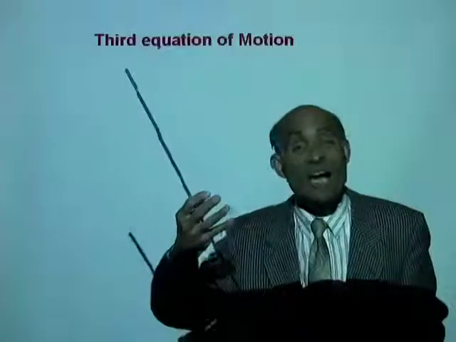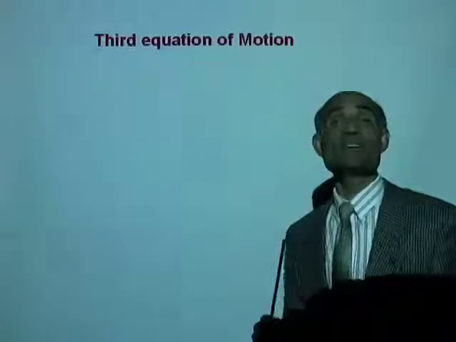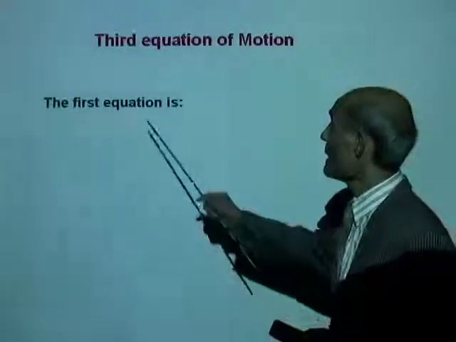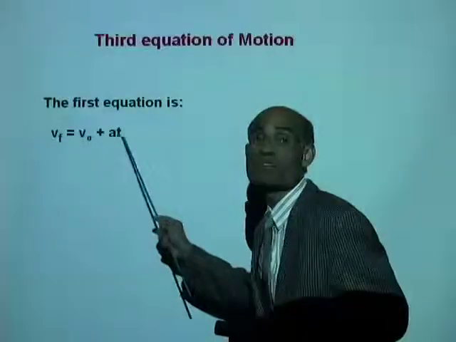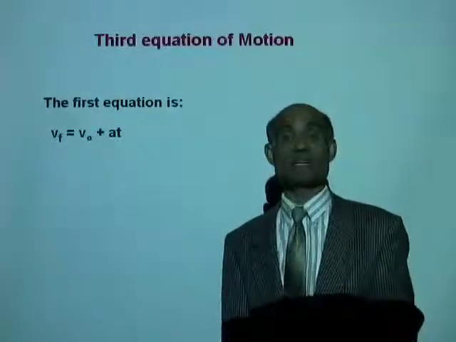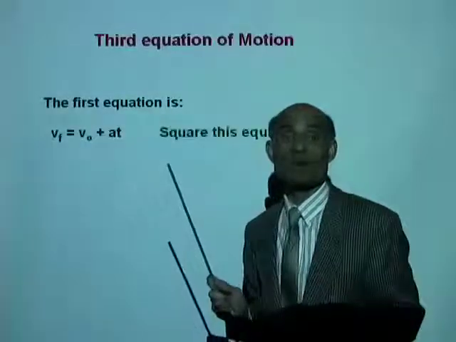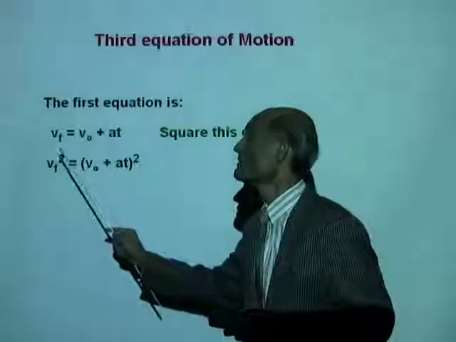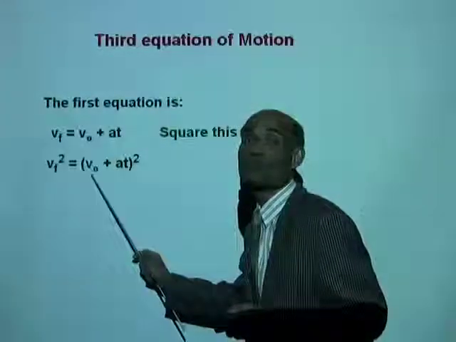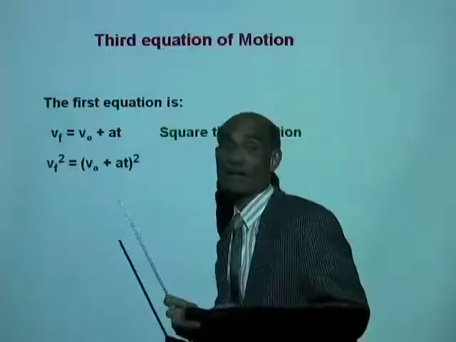first equation and manipulate it and produce a different equation. The first equation is Vf equal to V0 plus At. I'm going to square both sides of this equation. Can you square both sides of this equation? Vf squared equal to V0 plus At all squared.